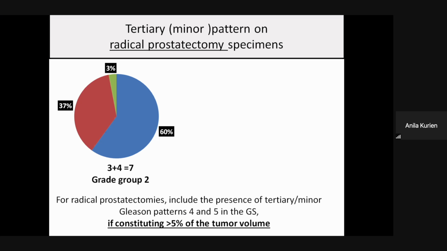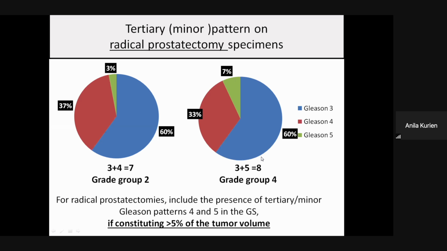So in order to avoid overlooking the tertiary pattern, the 2019 ISUP guidelines have given a cutoff. If it is 5% and above, you include it, just like in a needle biopsy. Like in this particular radical prostatectomy, the predominant pattern was 3, there was 4, and 3% was pattern 5. Because it's less than 5%, we ignore it and it falls into grade group 2.